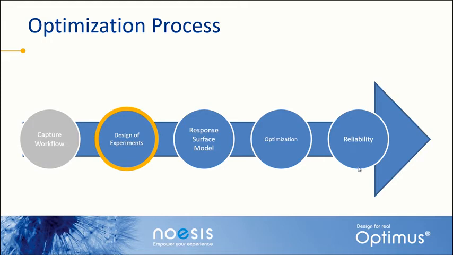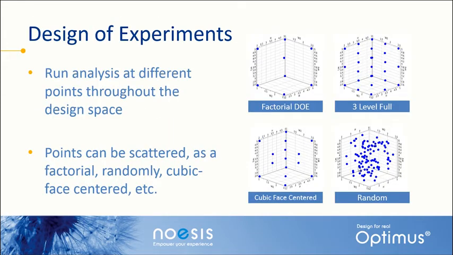So taking that nominal information, we're ready to begin our design of experiments. In the design of experiments, we're able to run the analysis at different points throughout the entire design space. The points are typically selected based on some statistical formulation. Of course, we have the factorial DOE and the 3-level full factorial, but there are other design of experiments configurations that may make more sense.